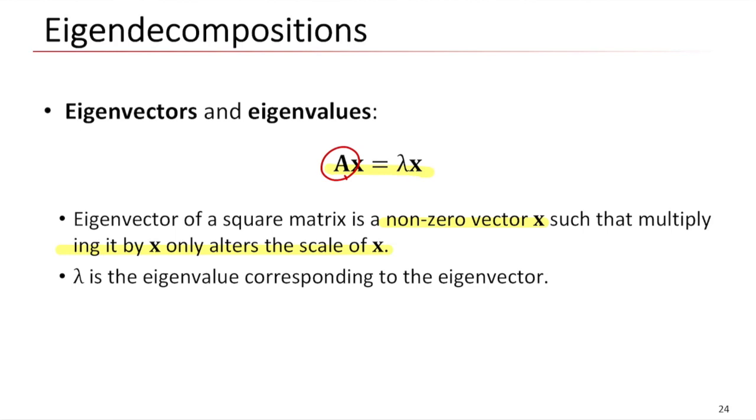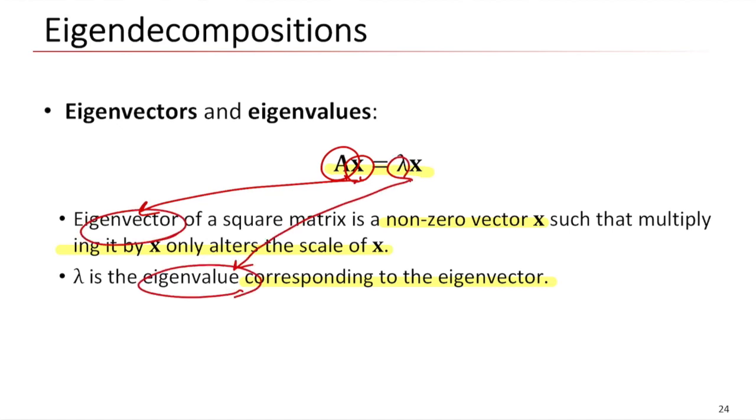And lambda is the eigenvalue corresponding to the eigenvector. Intuitively, this definition means that multiplying the matrix A by the vector x results in a new vector that points in the same direction as x, but scaled by lambda. To summarize, this is the eigenvector, and this is the eigenvalue.